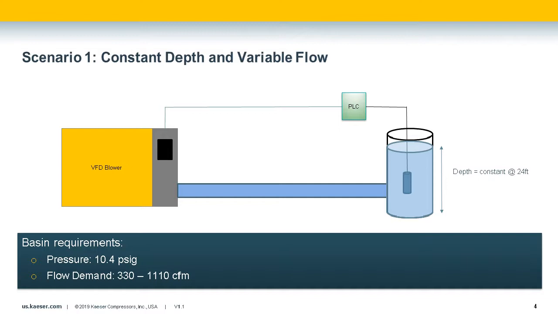For this scenario, the basin is 24 feet deep. This works out to about 10.4 psi-G, and the flow range we'll say is 330 to 1100 CFM. We'll include a VFD on the blower, which we use to receive the dissolved oxygen signal and regulate the blower speed to match the basin requirements.